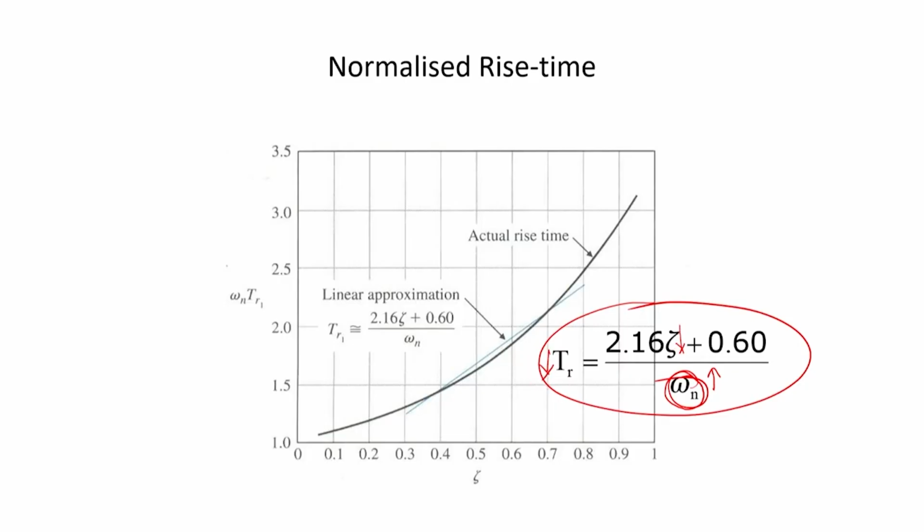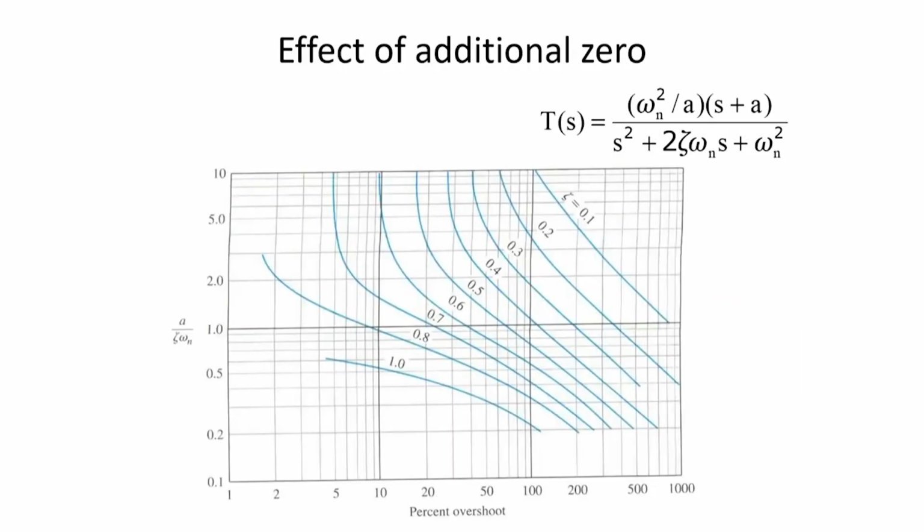So, both zeta and omega n are responsible for controlling the rise time, whereas percentage overshoot depends solely on the damping ratio of the system. Now, so far we have considered a system which does not have anything in the numerator except a constant. But if you have, let us say, a numerator polynomial of degree 1, you can say that it is equivalent to an additional 0 present in the system.